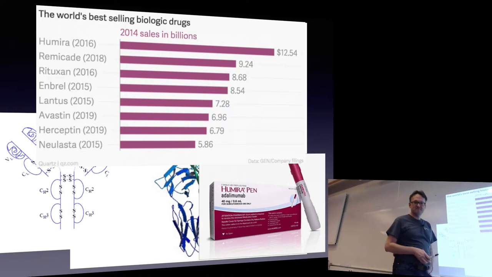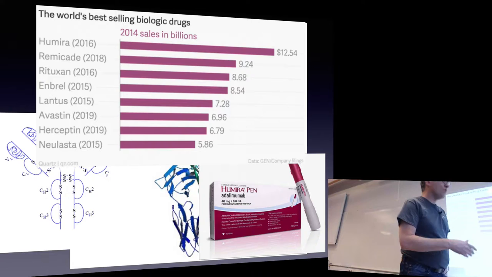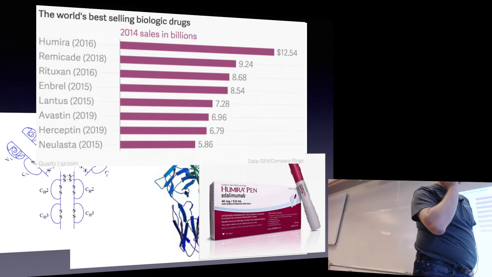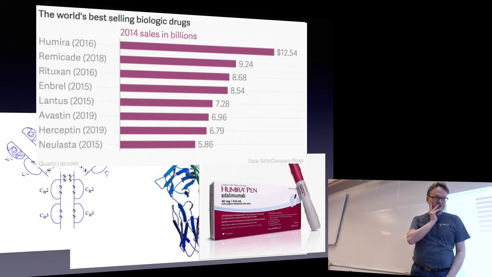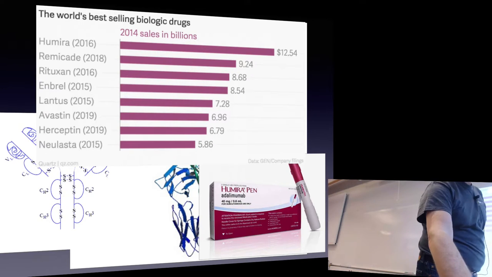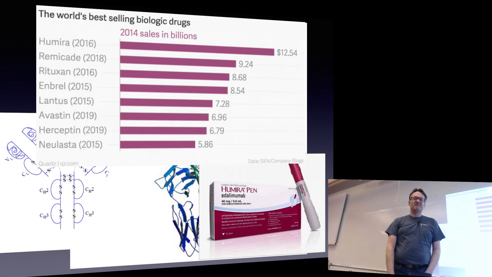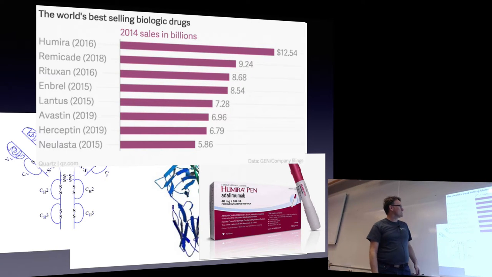Yep? What was Humira used for? Oh, I should know. I think I even have some notes here. It's rheumatoid arthritis, psoriatic arthritis, ankylosing spondylitis, Crohn's disease, ulcerative colitis. So it's a bunch of arthritis-related diseases, which is not entirely a coincidence.